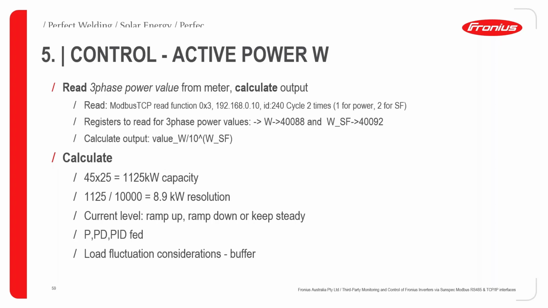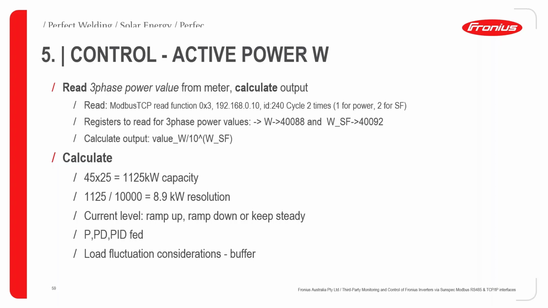A bit more detail on how this can be done. When we say read, we actually read a three-phase power value from a meter. The meter is located on an IP address. We want to use some function to read from the meter, which has a specific ID. We may want to cycle it multiple times. Remember, if you want to get more data, you either get it in one go, or you have to do multiple cycles to get all the data. Then you may need to do a little bit of calculation to arrive at the actual watts.